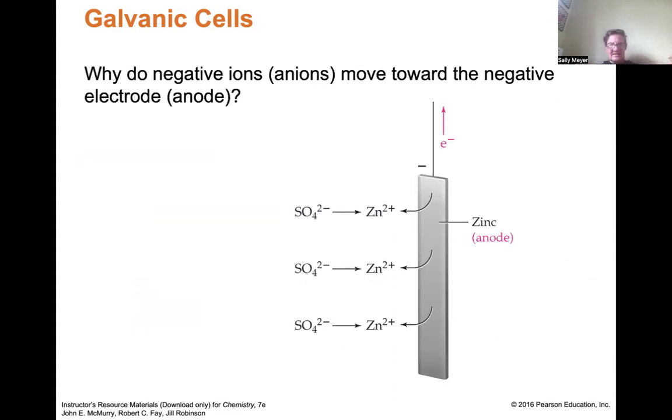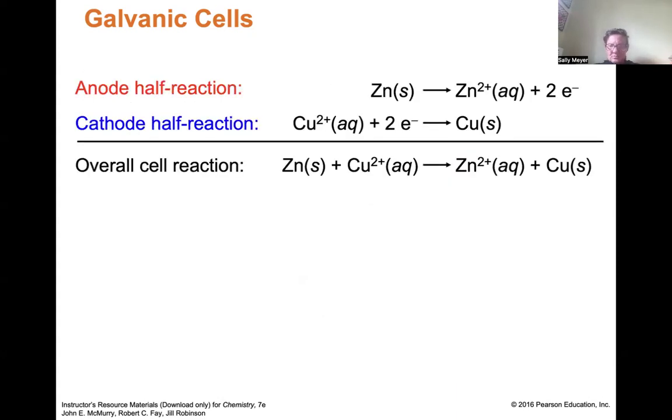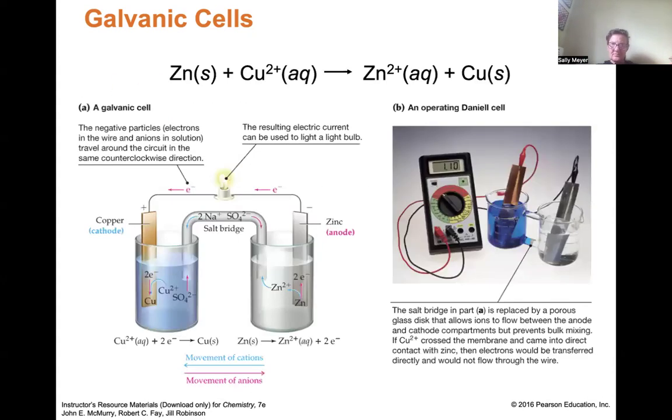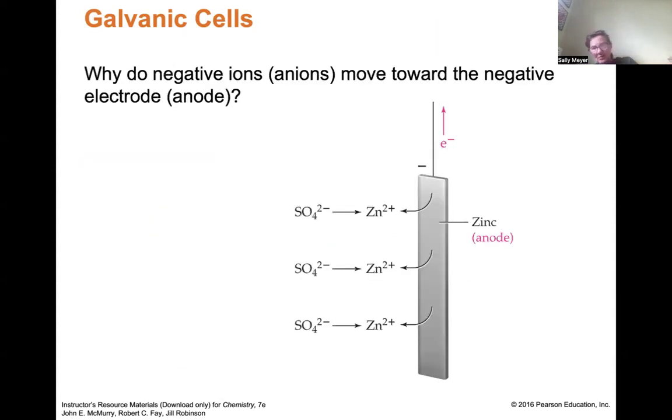So why do negative ions move towards the negative electrode? Let's think about it. Electrons are leaving. Zinc is giving up electrons, right? So you're going to have zinc 2+ going into the solution. Therefore, you're building up a negative charge as those electrons are leaving that electrode.